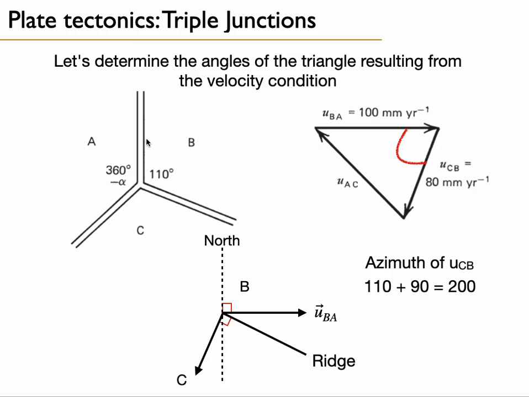It will be 110, so that's the azimuth from here to there, 110 plus 90 degrees, because the motion from a ridge is at 90 degrees. Okay, so it's 110 plus 90 degrees. That's how to compute an azimuth.